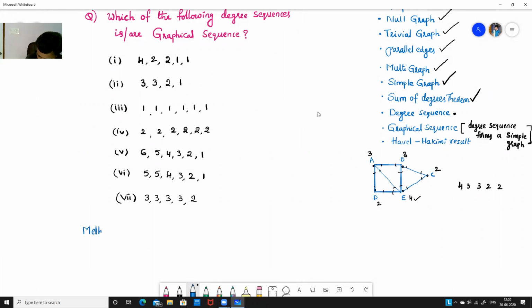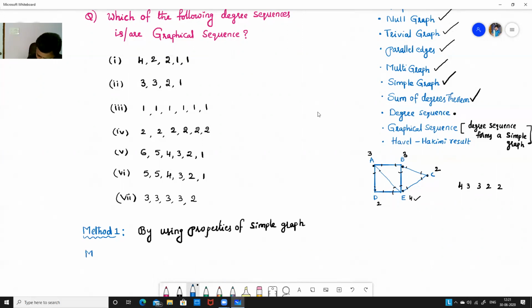There are three methods available. The first method, method number one, is by using properties of simple graph. By using properties of simple graph, we can verify whether the given degree sequence is a graphical sequence or not. Okay, that is method number one.